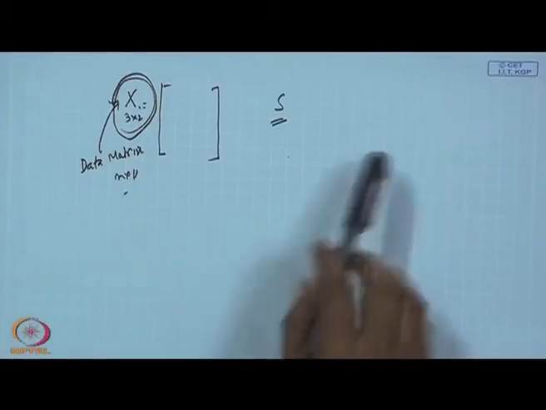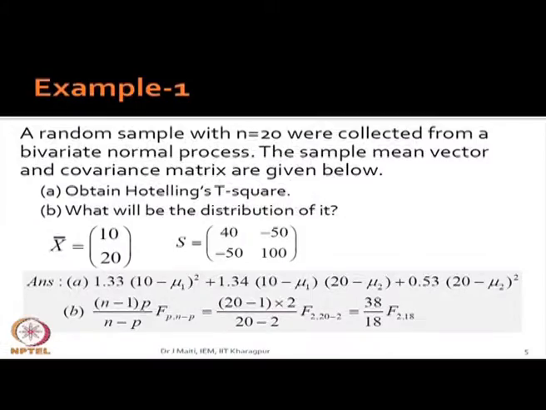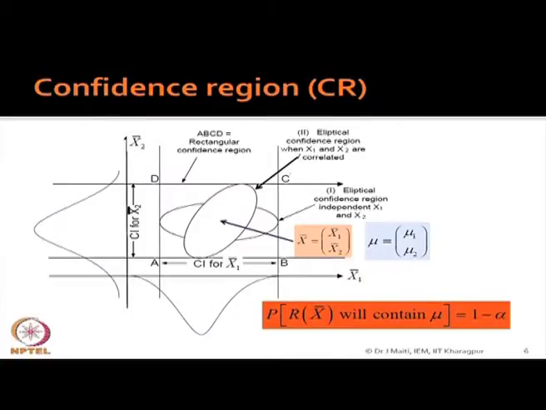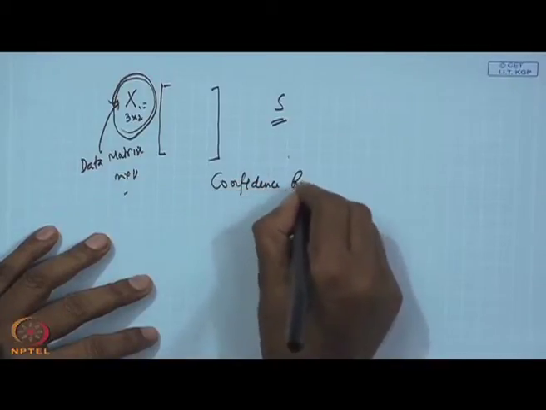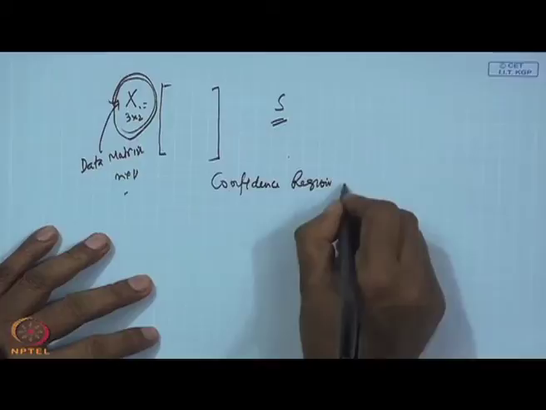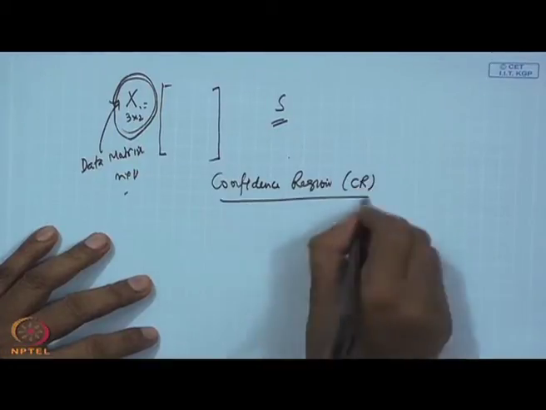Okay. This is what Hotelling T square is. What does Hotelling T square give you? Hotelling T square gives you a confidence region, CR.